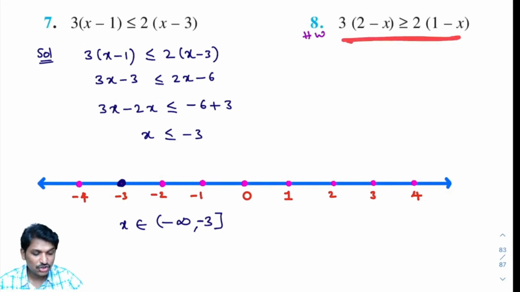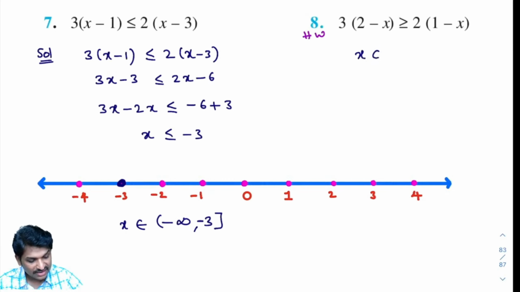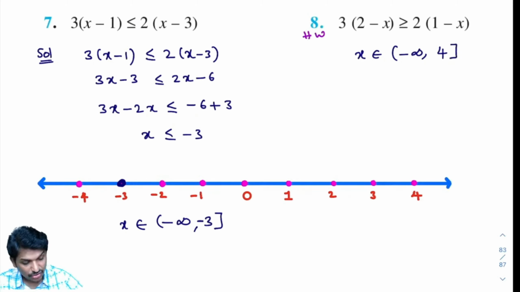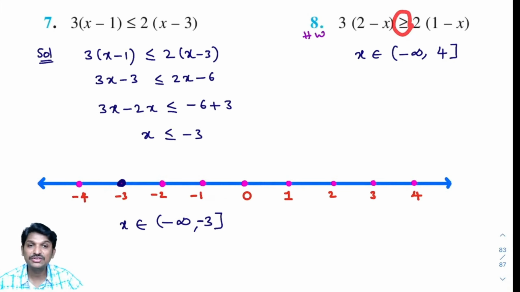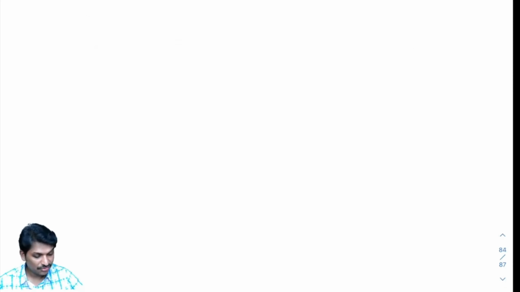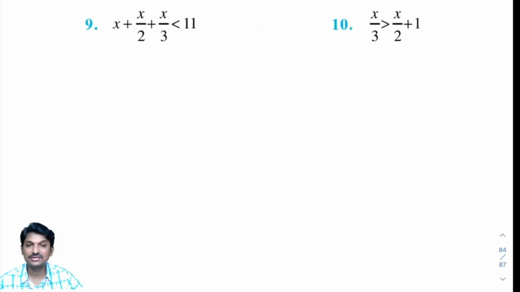Similarly, I want you to try this 8th problem on your own. For this 8th problem, the answer is like this: open interval minus infinity to closed 4. This is closed 4 because in this question greater than or equal to is there. This is the answer you will get when you solve this 8th question. Now, we'll move to the next set of questions: 9th question, 10th question. I'll do the 9th question. You try the 10th question on your own. Both are the same type.